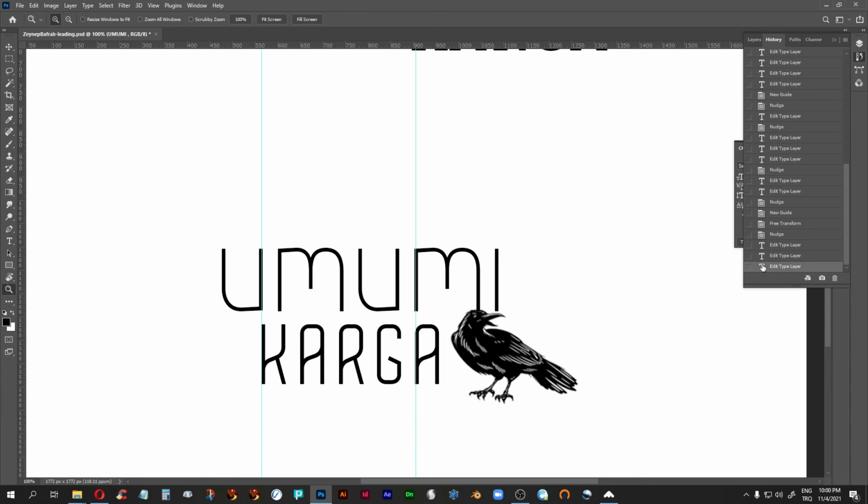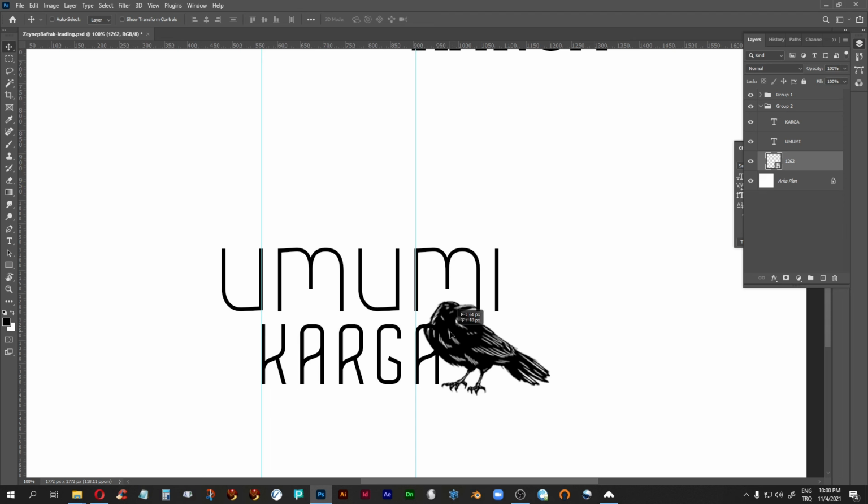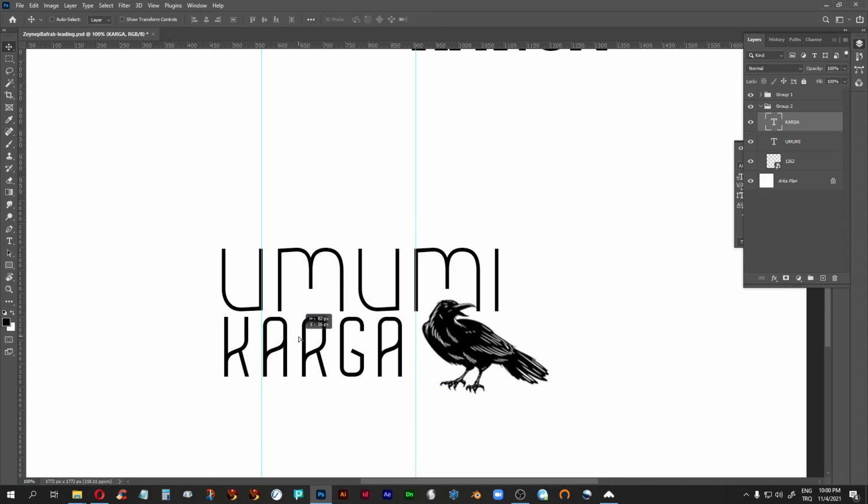But now, of course, the problem that we have is that the crow is no longer fitting inside the M. So let's bring it over. What this would mean effectively is that we move Karga over here. So let me take this guide and put it over here. Oops, let me go here because the guide will snap. And then we get a very nice alignment on this end as well. So this could be version 2.